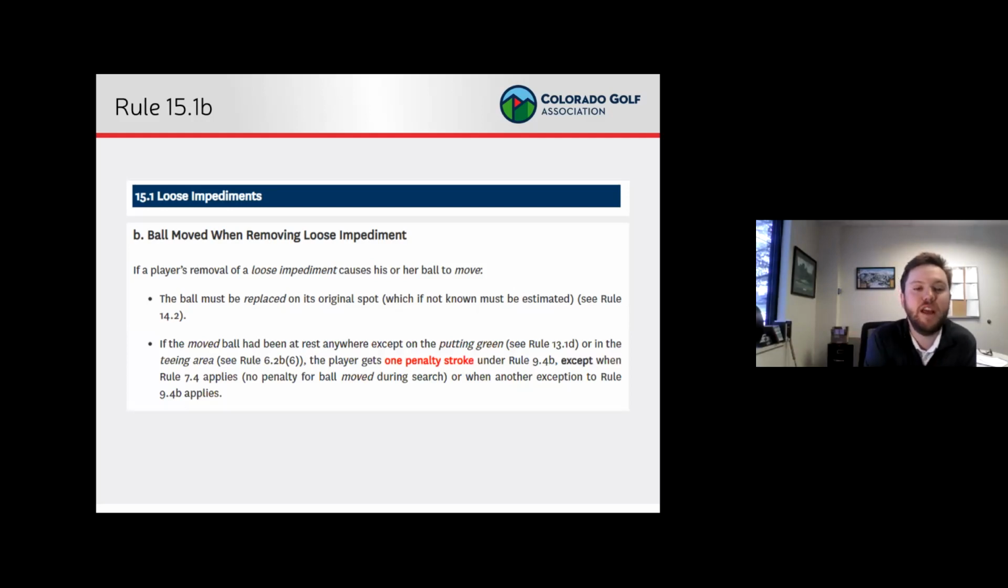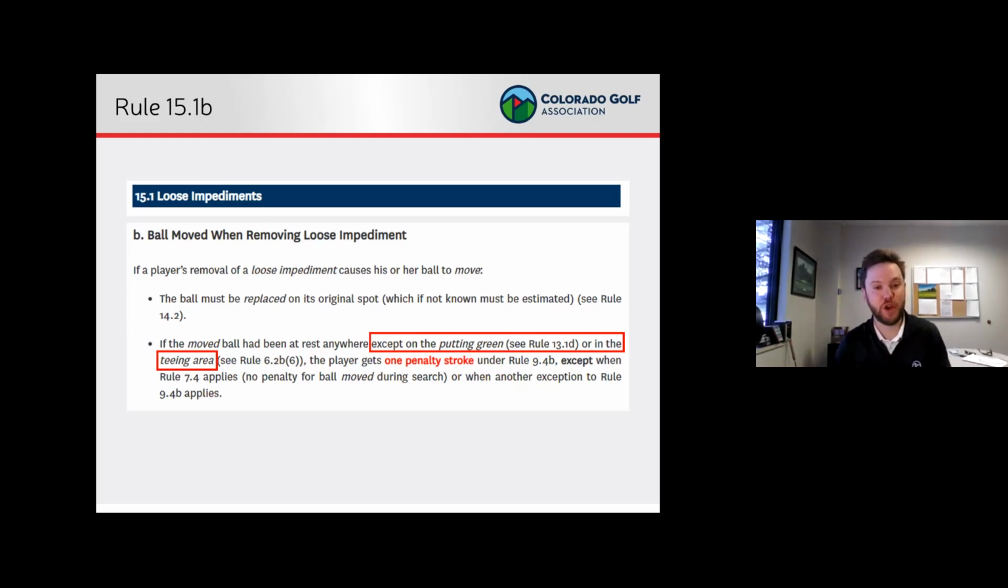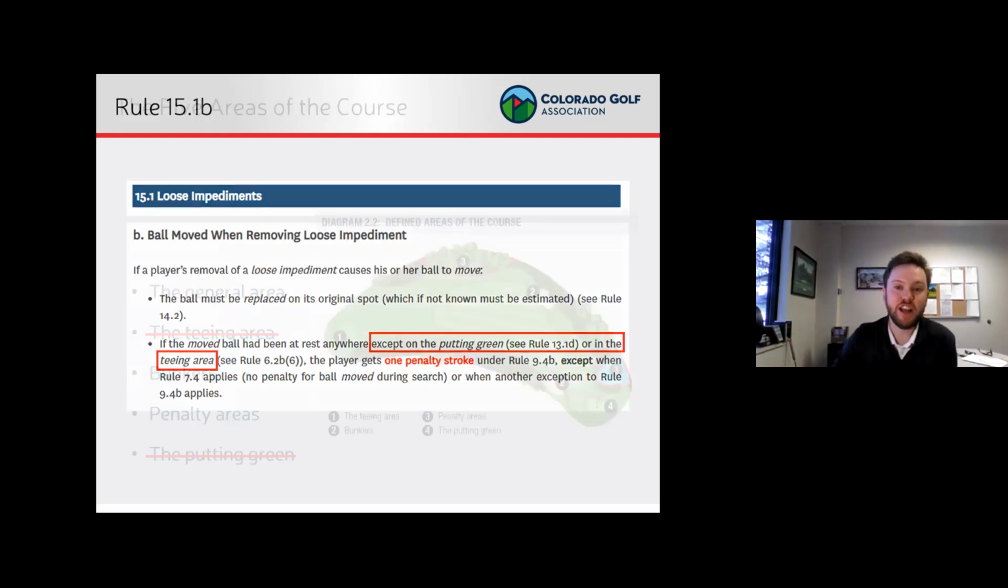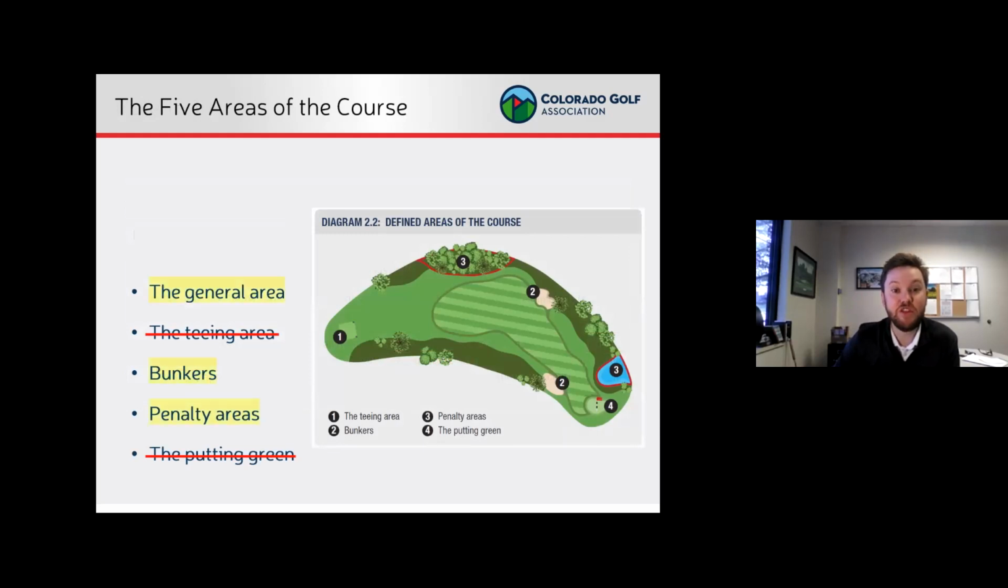If the moved ball had been at rest anywhere except on the putting green or in the teeing area, the player gets 1 penalty stroke under Rule 9.4b, except when 7.4 applies, and that's no penalty for ball moved during search, or when another exception to Rule 9.4b applies. They have those 4 or 5 exceptions in 9.4 that would take over there. Again, it's pointing to specific areas of the course. So it's saying except on the putting green or in the teeing area, inferring, okay, if it's not on the putting green or the teeing area, then this rule applies in the general area, bunker, or penalty area.